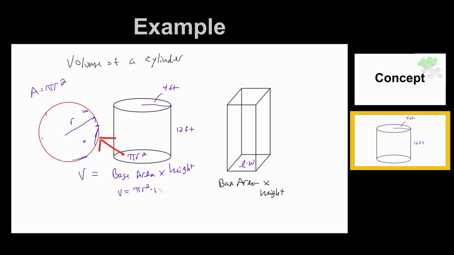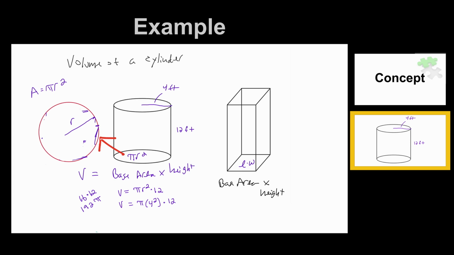All right, so for this problem here, it's volume equals pi r squared times what? Times 12. And we know the r, what's the r? 4. So pi times 4 squared, right? Times 12. And then 16 times 12, which is, on the calculator, 192 times pi.